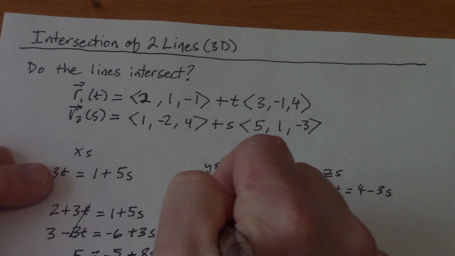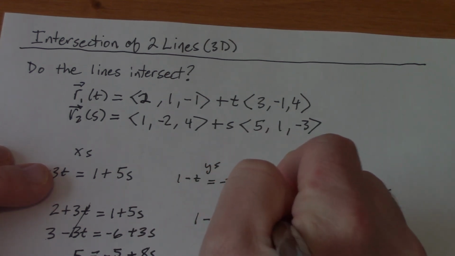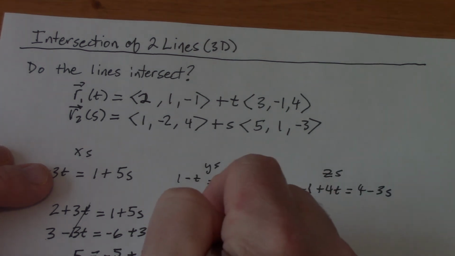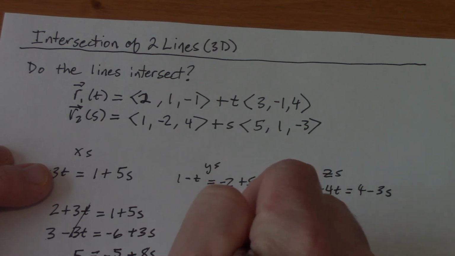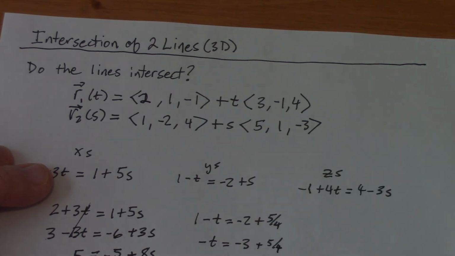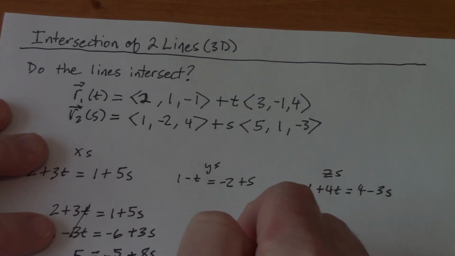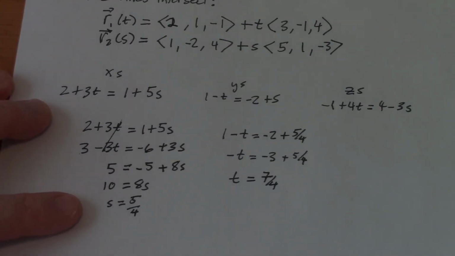I'm going to substitute it in the y equation, and I'm going to get that minus t equals minus 3 plus 5/4. So I need to combine those. That's negative 12/4, and negative 12 plus 5 would be negative 7, but positive when I multiply by the negative sign. So if my two lines intersect, and I'm not showing you all the work, am I? If my two lines intersect, they intersect when s equals 5/4 and t equals 7/4. Okay? That still doesn't mean they intersect.